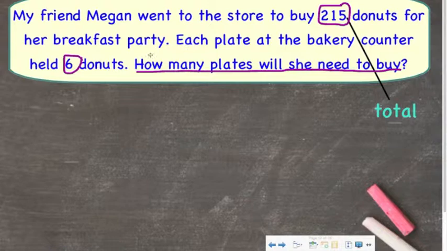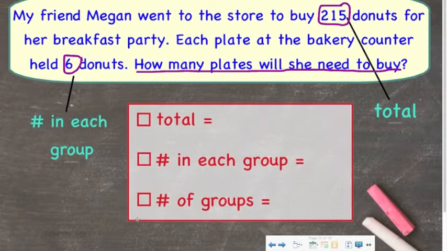And as I continue to read, I know that the 6 donuts is important, but I have to sort of back up and reread to figure out what it actually means. Each plate at the bakery counter held 6 donuts. So there's that word each again. And using my math brain, I know that usually when I say each plate, I'm talking about a group of donuts, right? Because each plate at the bakery counter held 6 donuts. So I know that that 6 actually stands for the number in each group.